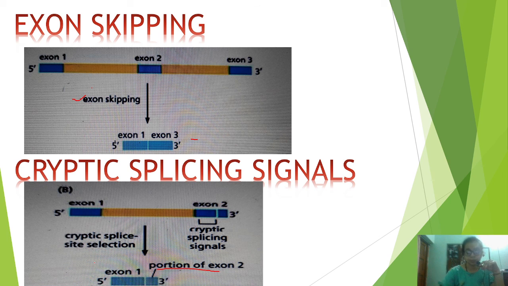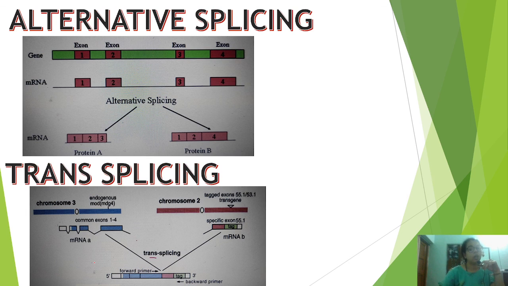Moving to the third type of splicing, which is alternative splicing. What do you mean by alternative splicing? Why is alternative splicing formed? To form different types of protein, because every exon joining forms one type of protein. Let's say this is a gene and this is the mRNA, that is exon 1, 2, 3, 4.